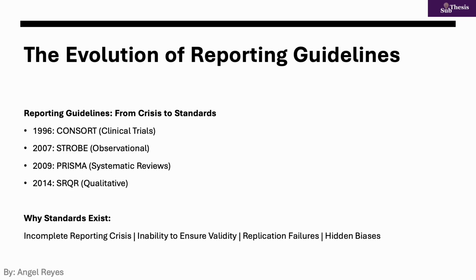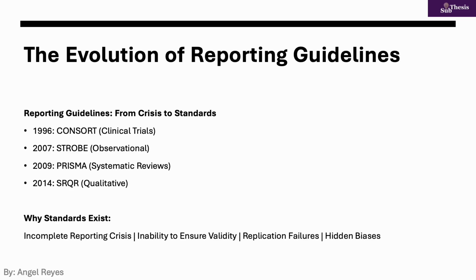Reporting guidelines emerge from a crisis. In the 1990s, systematic reviews revealed that most published research couldn't be properly evaluated due to incomplete reporting. We weren't necessarily doing bad research. We just weren't describing it adequately. CONSORT arrived first in 1996 for randomized trials, revolutionizing how we report experiments.